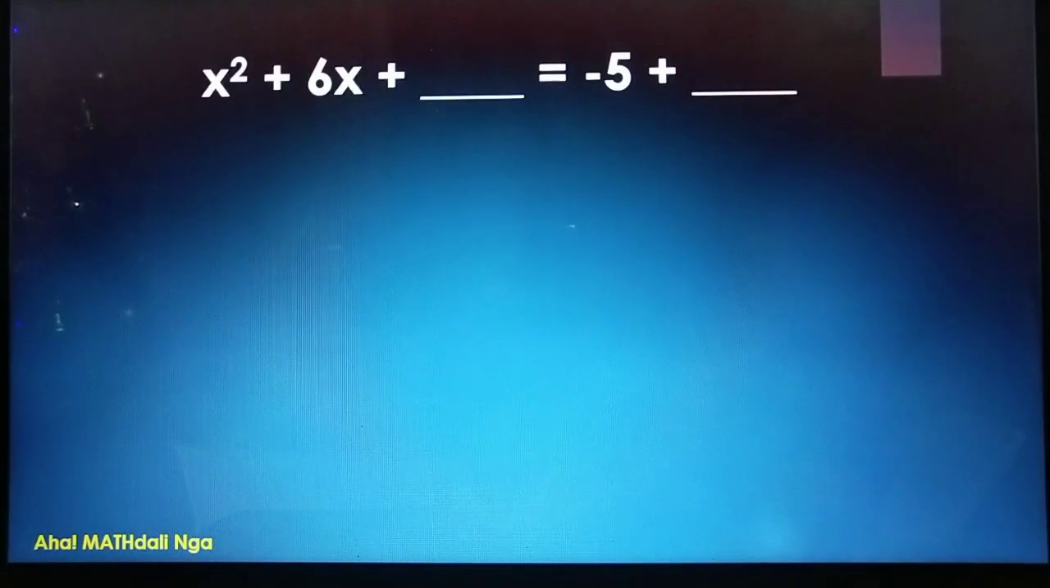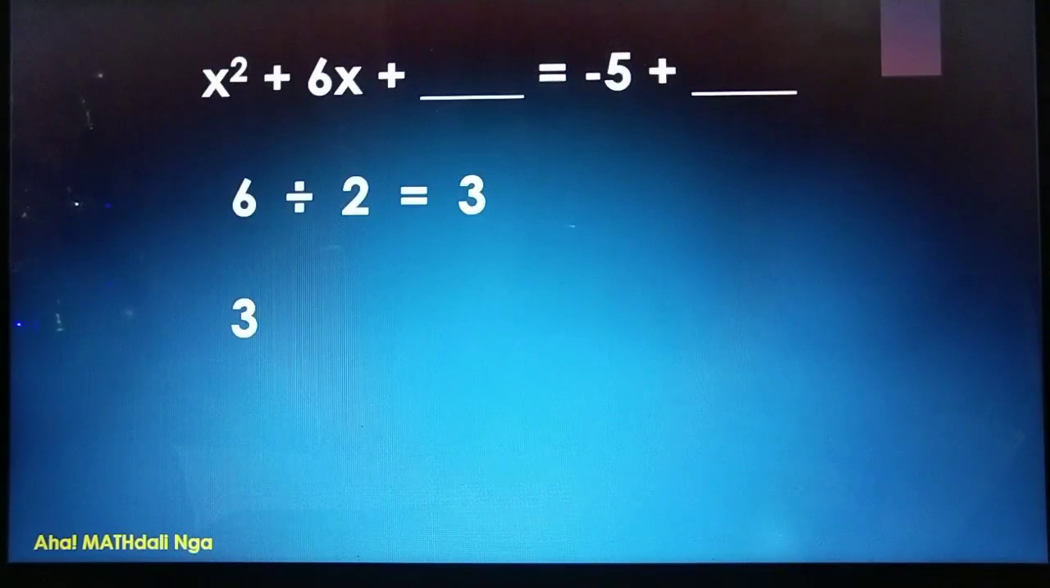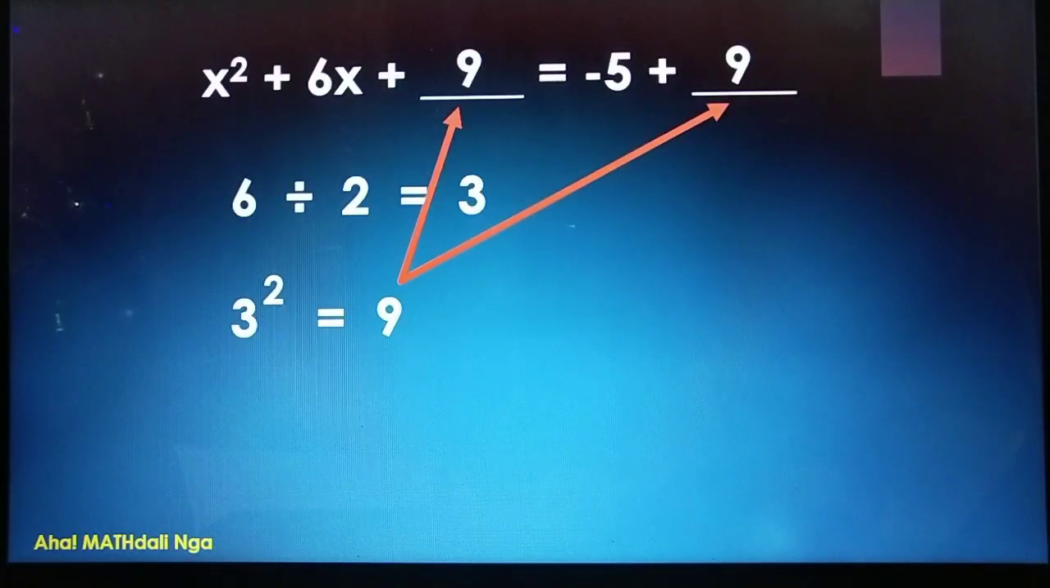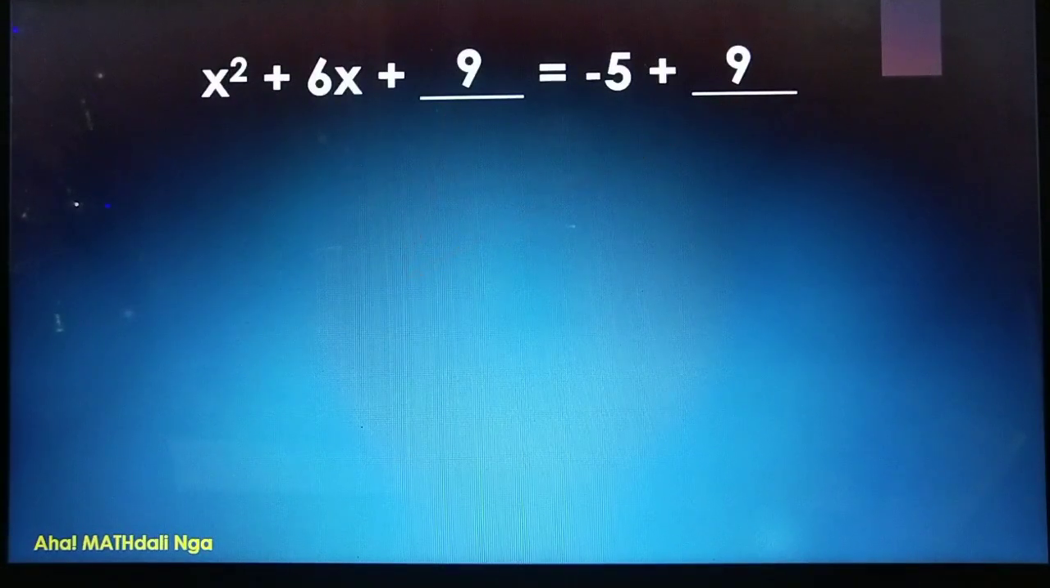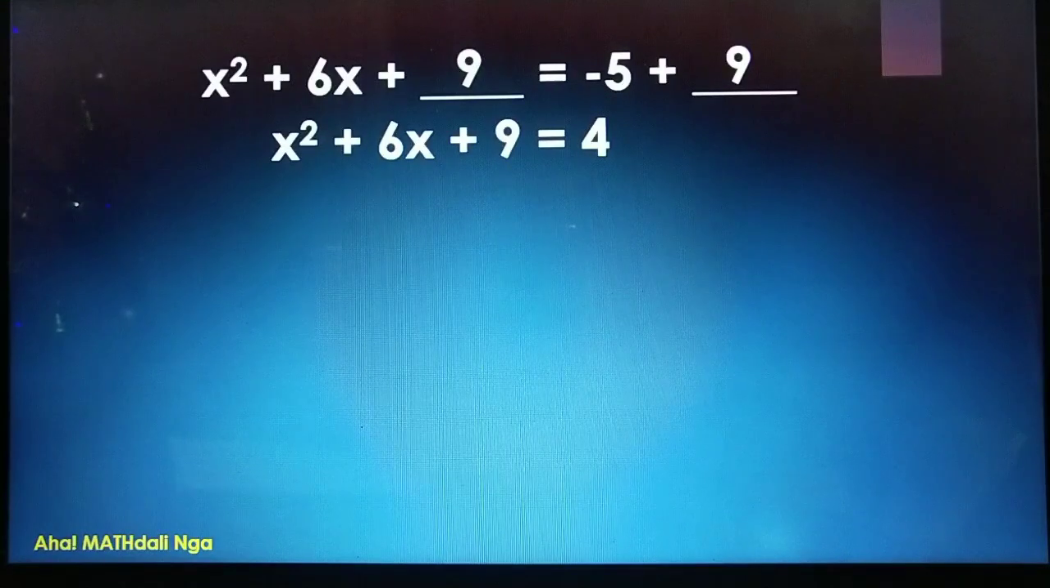To do that, we need to use b, which is equal to 6. We will divide b by 2. So 6 divided by 2 is equal to 3. Then, we will take the square of 3. 3 times 3 equals 9. So that will be the missing term in the equation. Let's simplify. So we have x squared plus 6x plus 9 equals 4.